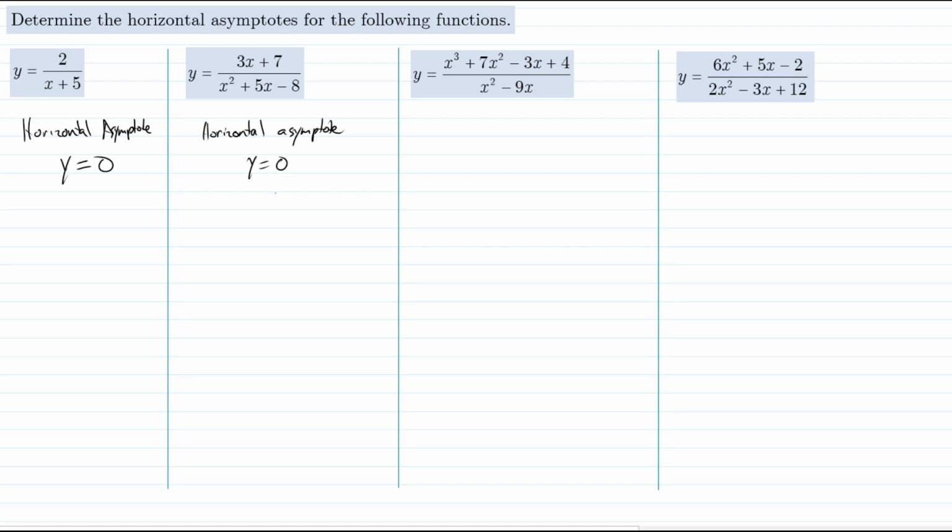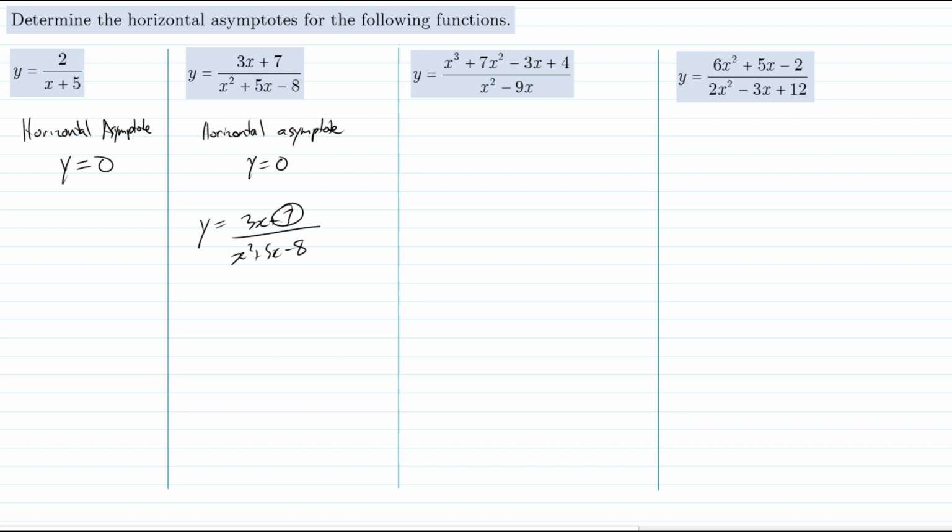Okay. Now sometimes we can also think of this a slightly different way. I'll just kind of show you this. We have 3x plus 7 over x squared plus 5x minus 8. You've probably seen end behavior before with polynomial functions. Let's just look at the numerator. As x gets really, really big, this 7 becomes more and more insignificant.